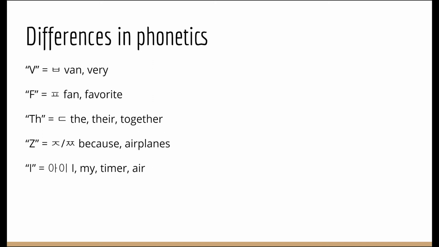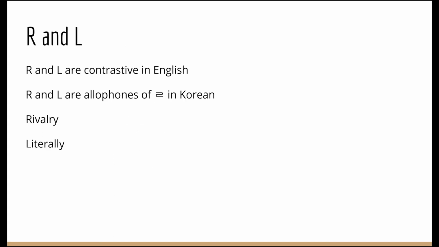Another reason native Korean speakers have an accent while speaking English is because they have different phonology rules. So in English, R and L are contrastive or separate phonemes, but in Korean, the R and L sounds are just allophones of the same phoneme, 류. So this means that in the Korean language, R and L are not distinguishable. This can make words like rivalry or literally hard to pronounce.